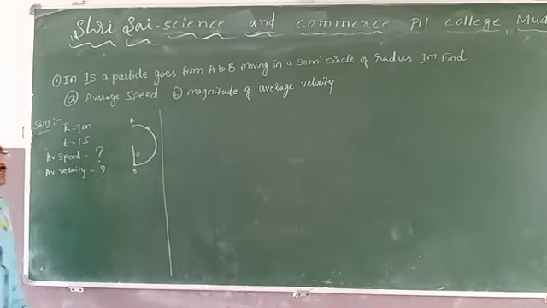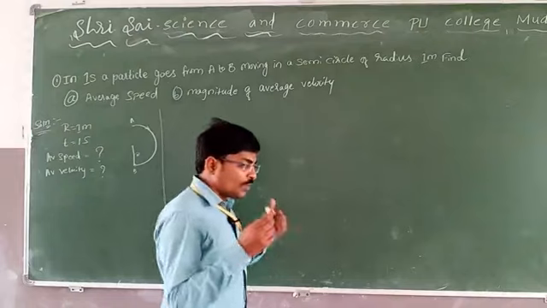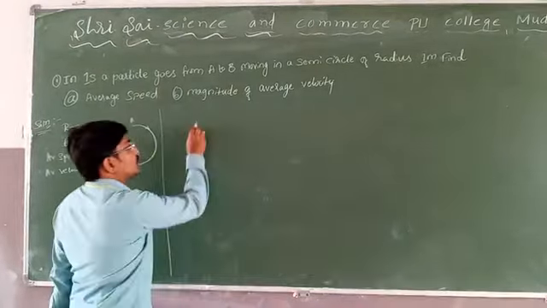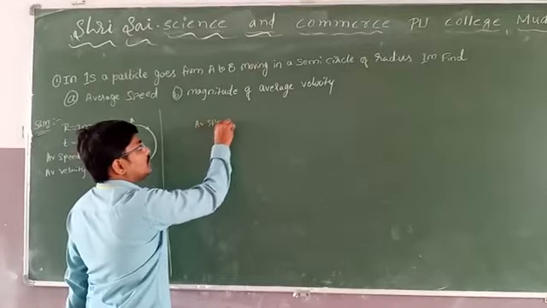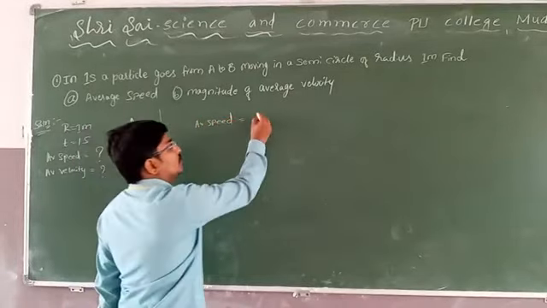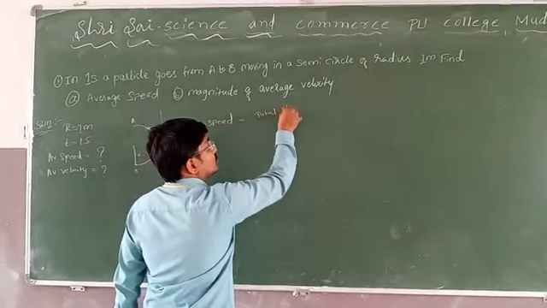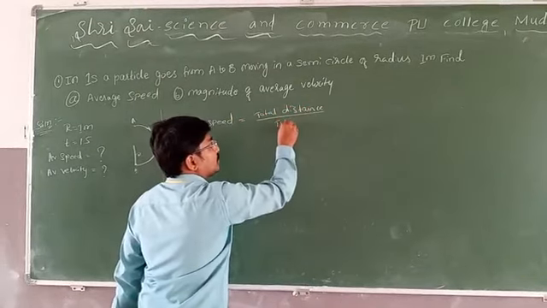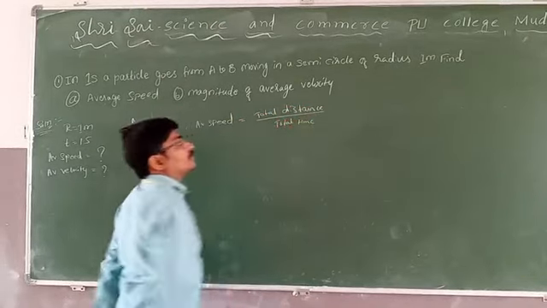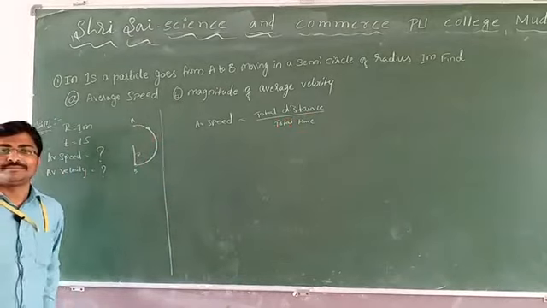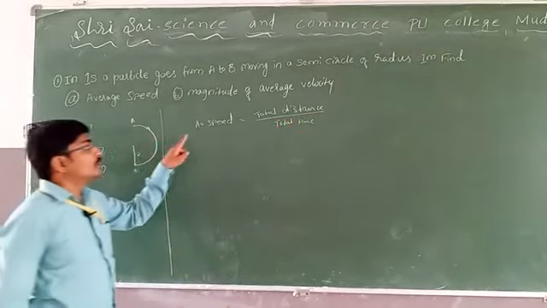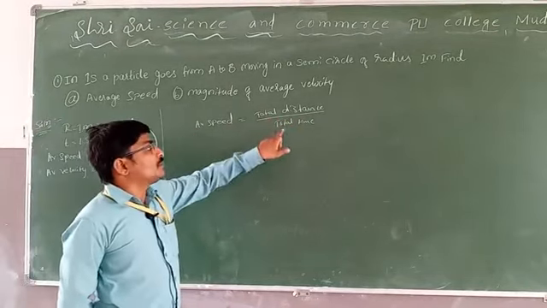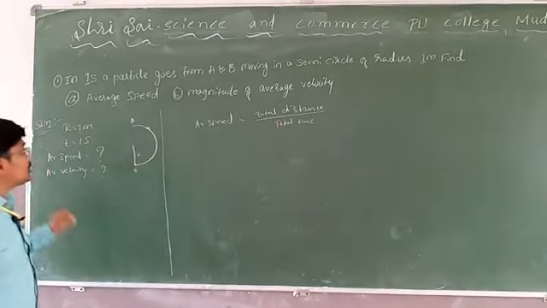To solve this problem, before going ahead, what is the formula for average speed? Remember, average speed is equal to the total distance traveled by the particle divided by the total time. This is the formula. How much distance has it covered? AB.